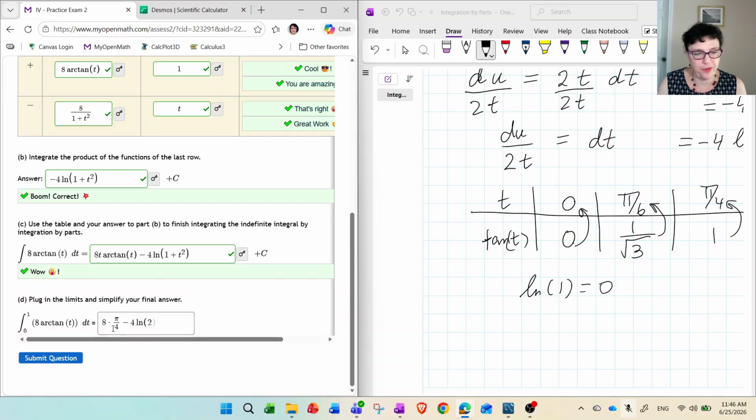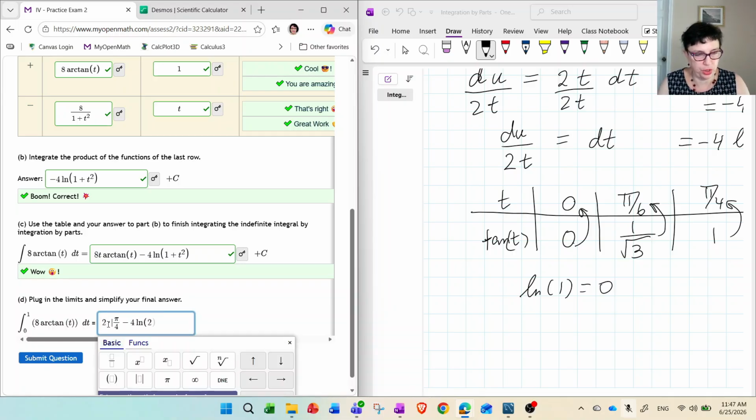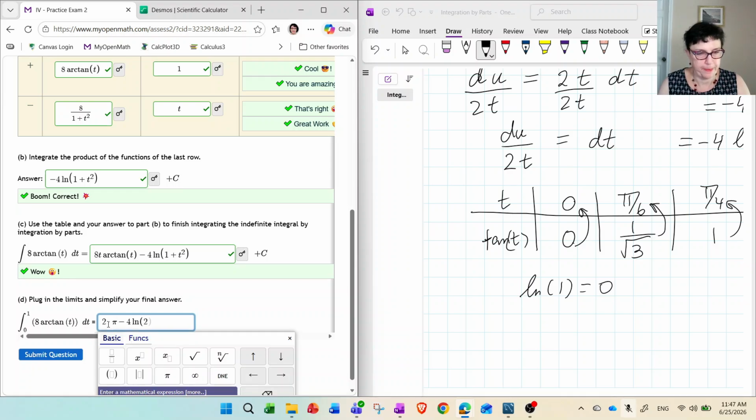Can that be simplified? Well, a little bit. 8 over 4 is actually 2. So I think this is just going to be 2 pi. Let's put 2 pi and that's it.